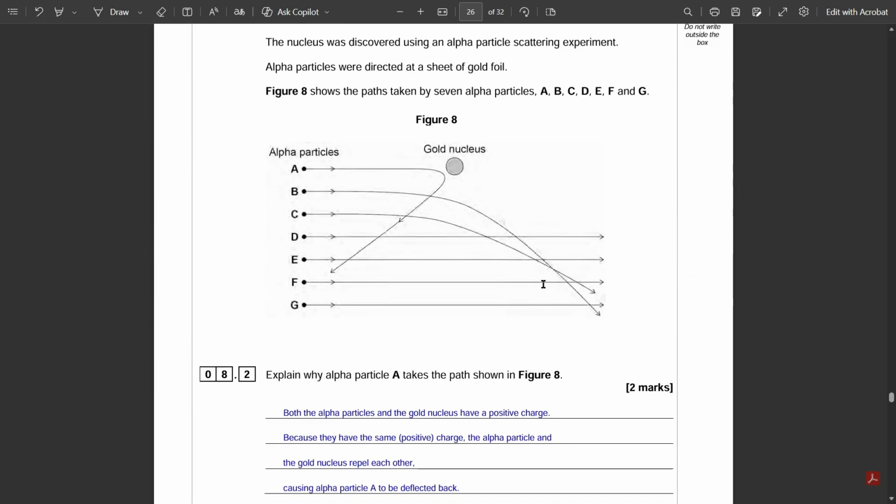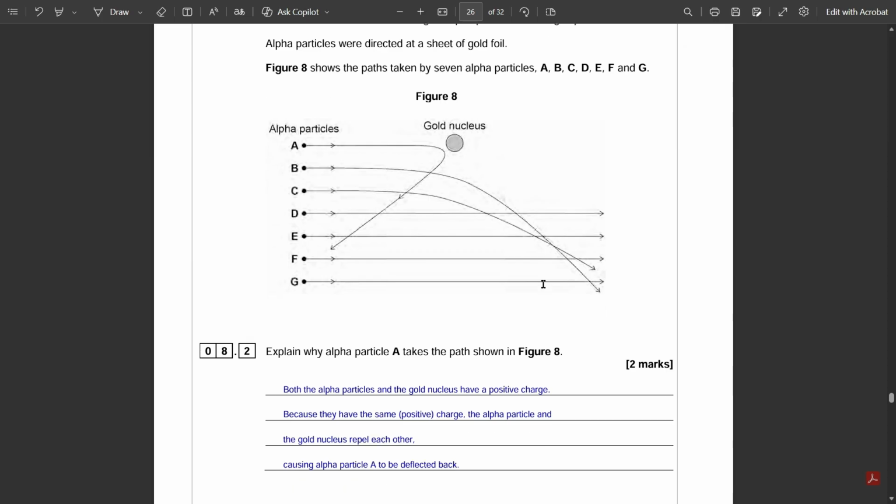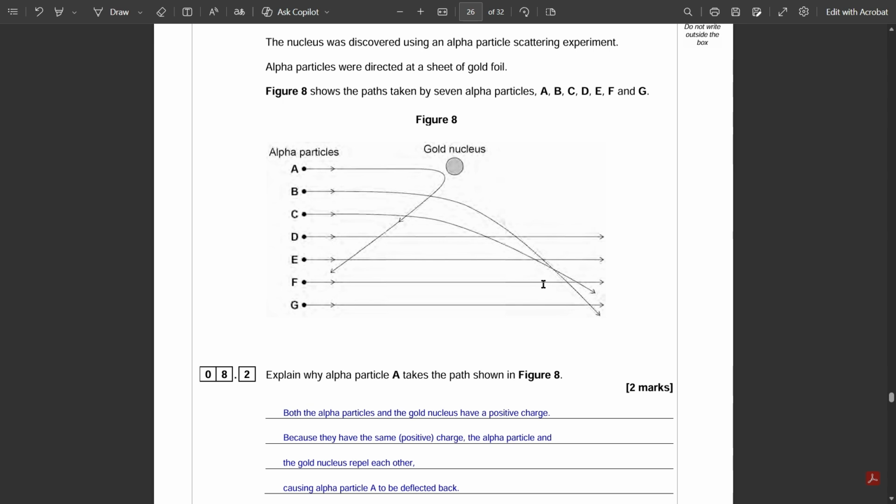The nucleus was discovered using an alpha particle scattering experiment. Alpha particles were directed at a sheet of foil. Figure 8 shows the path taken by 7 alpha particles. Explain why alpha particle A takes the path shown in figure 8. And that's because both the alpha particle, which, if you didn't know, is equivalent to a helium nucleus, and the gold nucleus both have a positive charge. And because they have the same charge, they repel each other, causing alpha particle A to be deflected back. And because both B and C weren't going directly into it, instead of being deflected back, they're just redirected away from their straight paths.